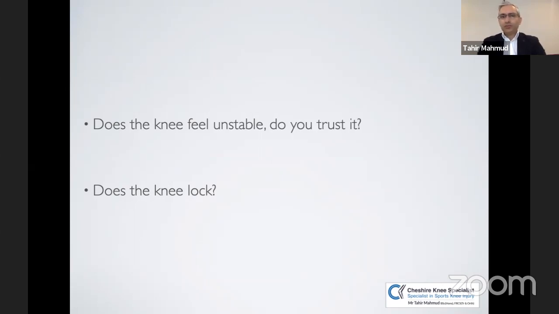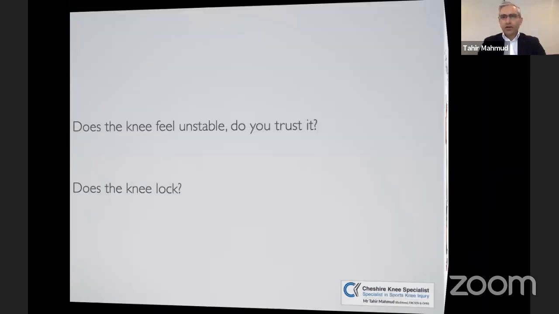Locking is important as well with certain soft tissue injuries like a bucket handle tear of the meniscus, which can occur concomitantly with an ACL injury. The knee can be locked as well. So it's important to ask specifically if they have had a symptom of the knee locking.